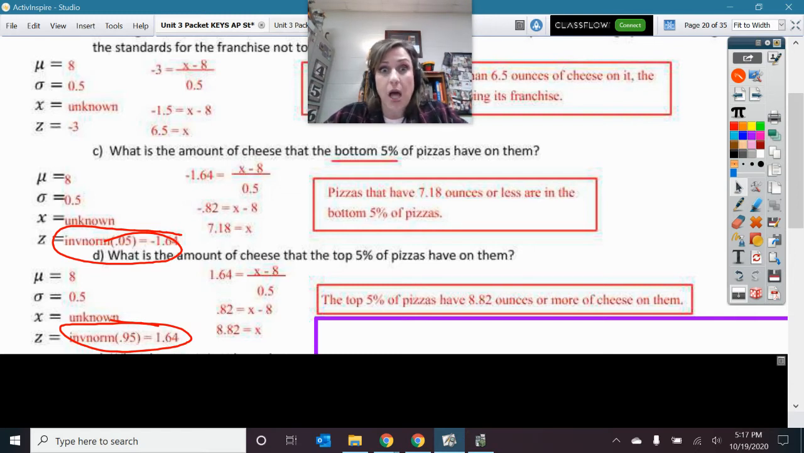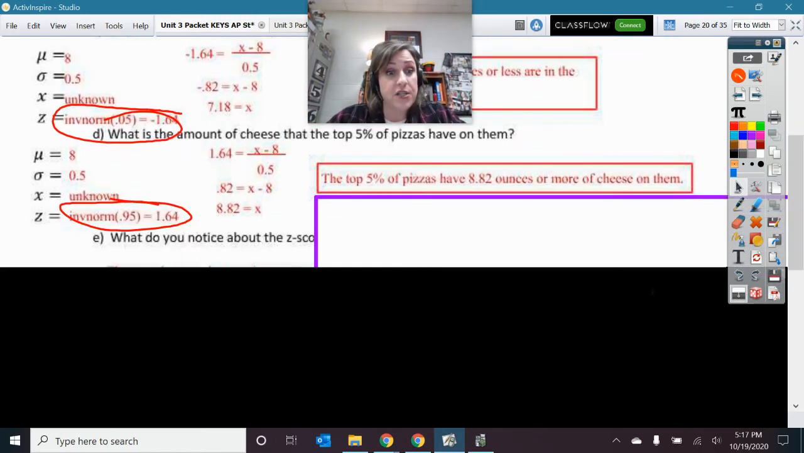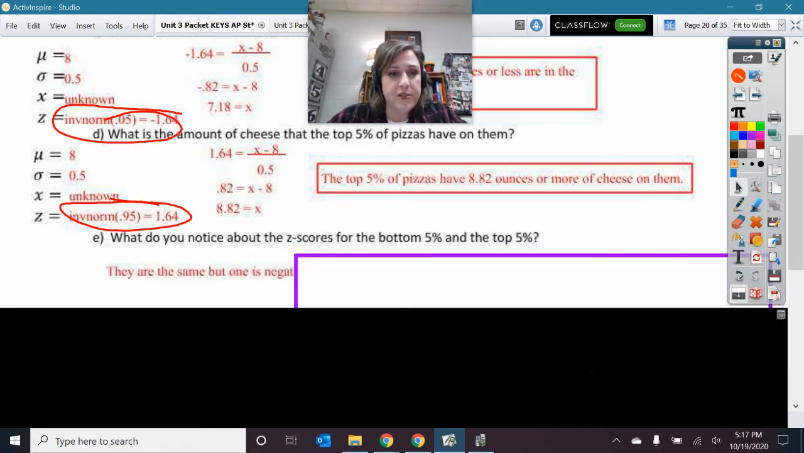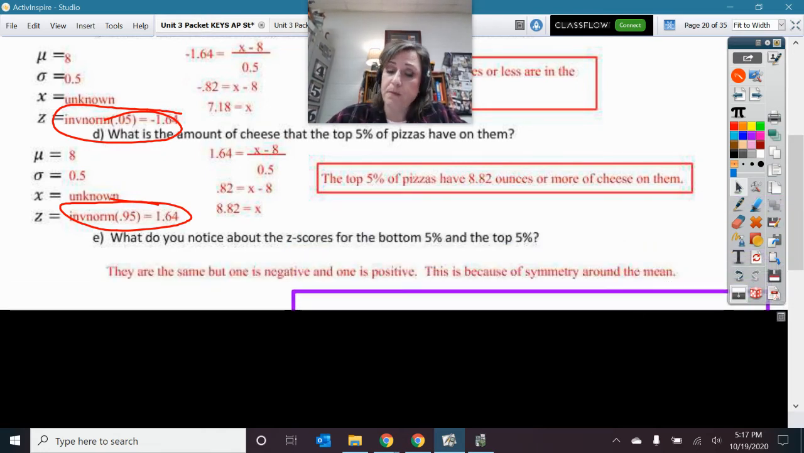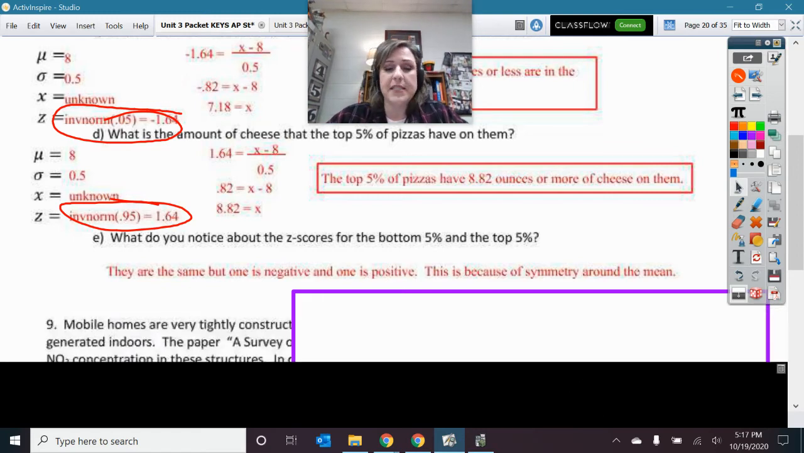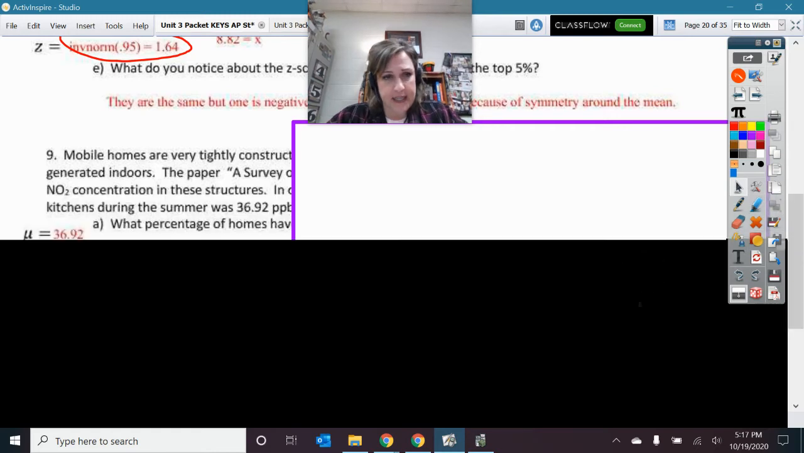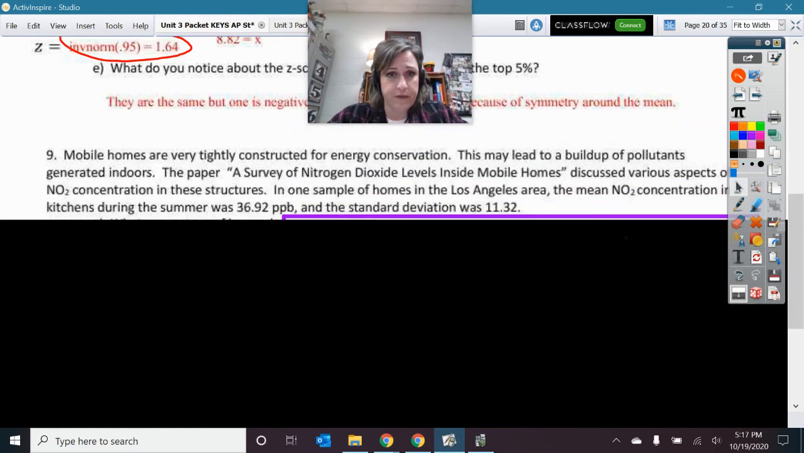Whew. Okay, lots. We're going ins and outs, given lots of different information. So it takes a while to get used to these. So these are so important to practice. Oh, look, what do you notice about those z-scores for the bottom 5% and the top 5%? One's positive and one's negative. All right, so now let's see if you can do some of these yourself.